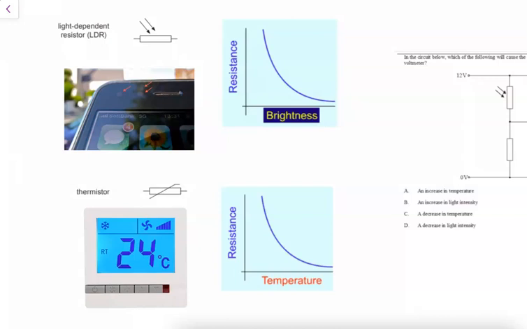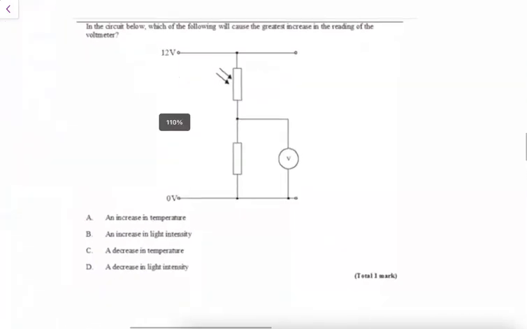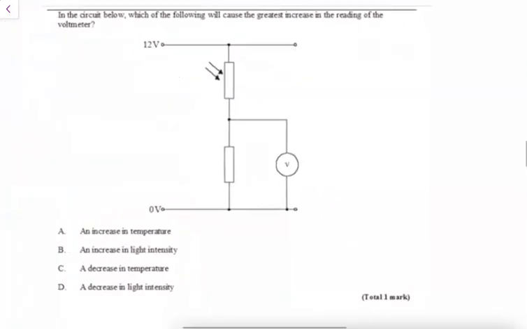decrease. So in this question, in the circuit below, which of the following will cause the greatest increase in the reading of the voltmeter? We have 12 volts being applied across these two resistors in series. The voltmeter doesn't really exist. It doesn't affect the circuit. It is only there for us to measure the voltage across this other resistor. So we want the greatest increase in the reading of the voltmeter.